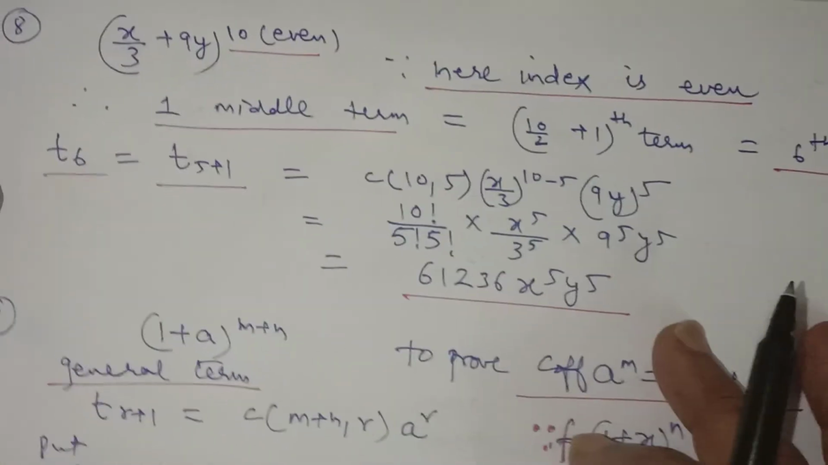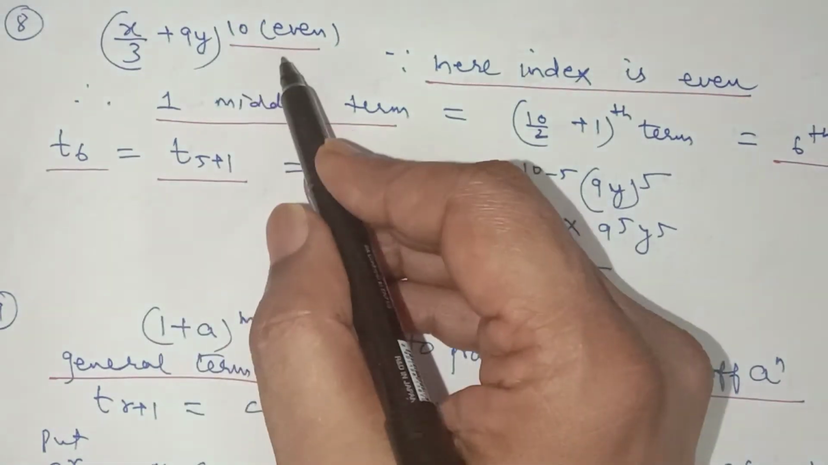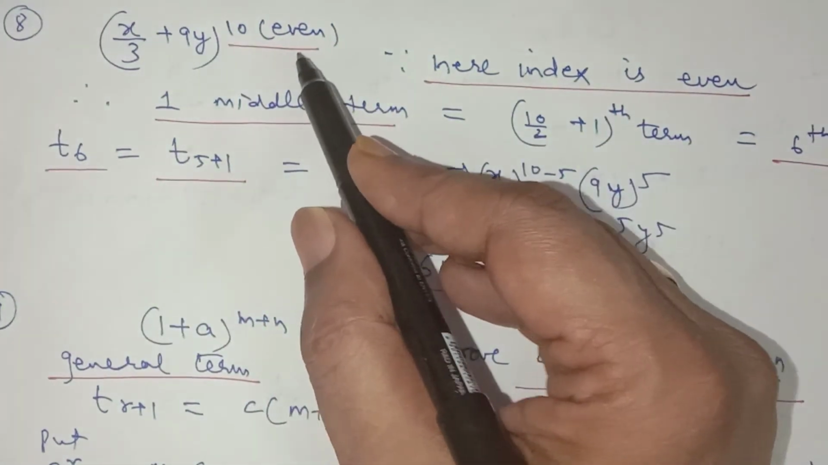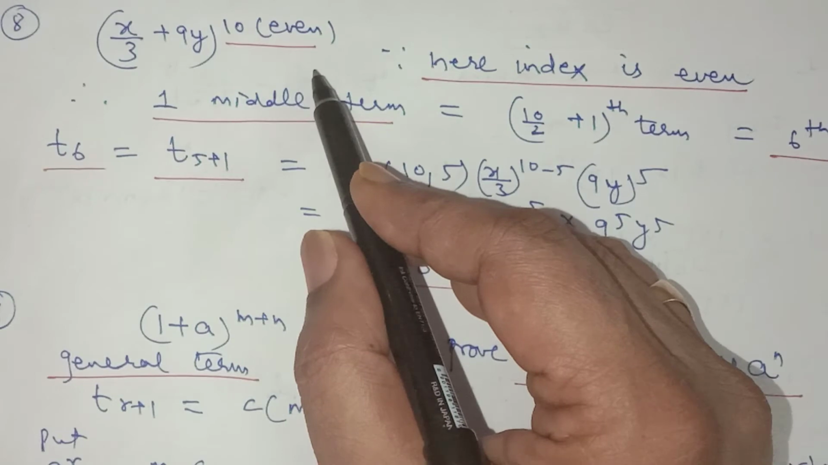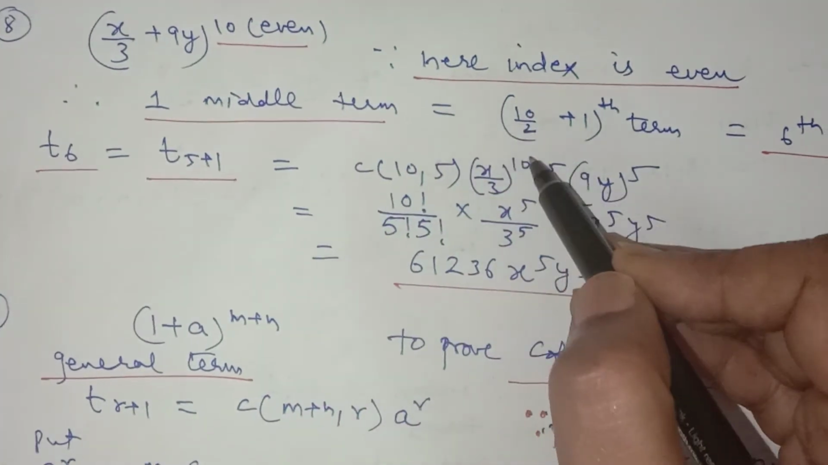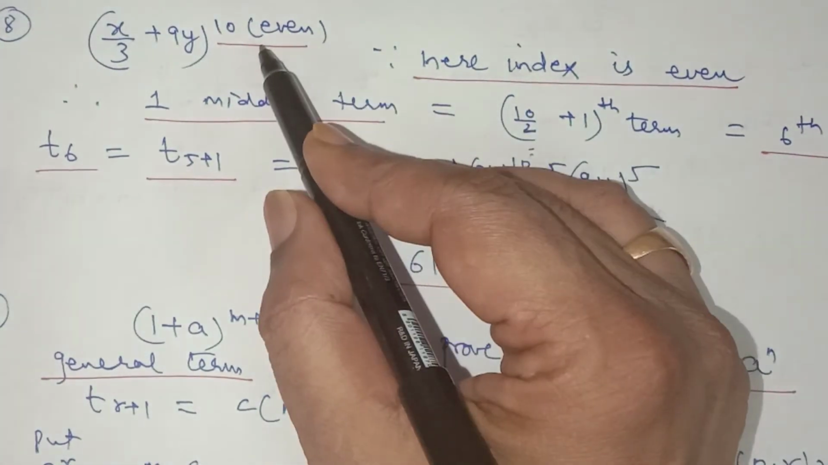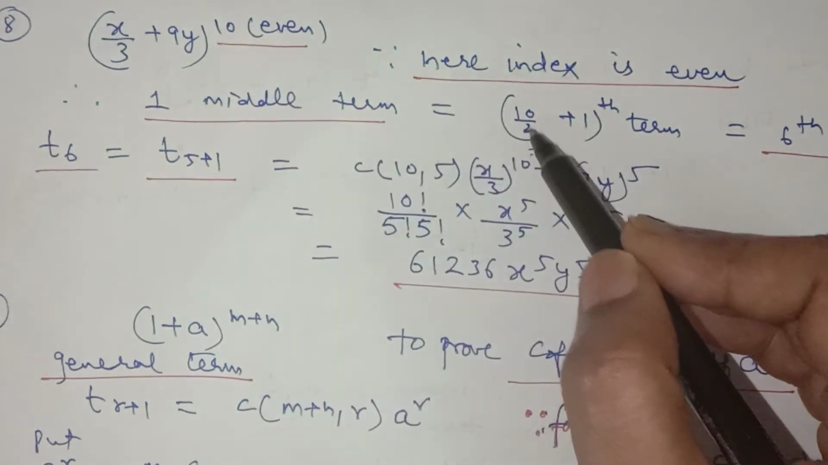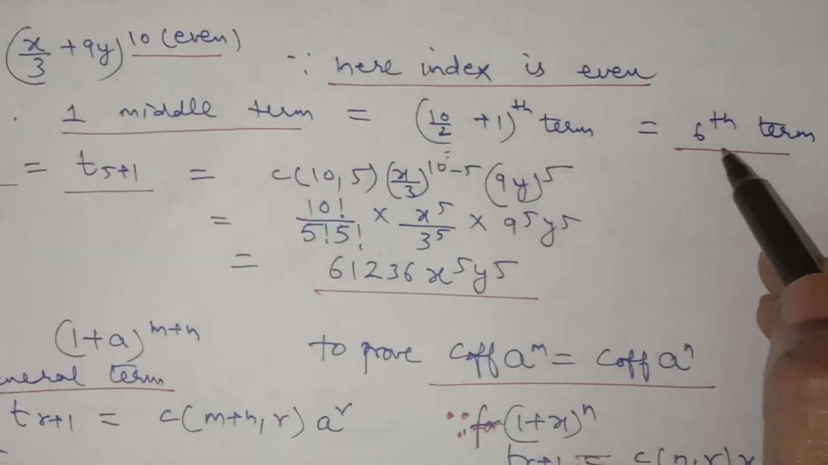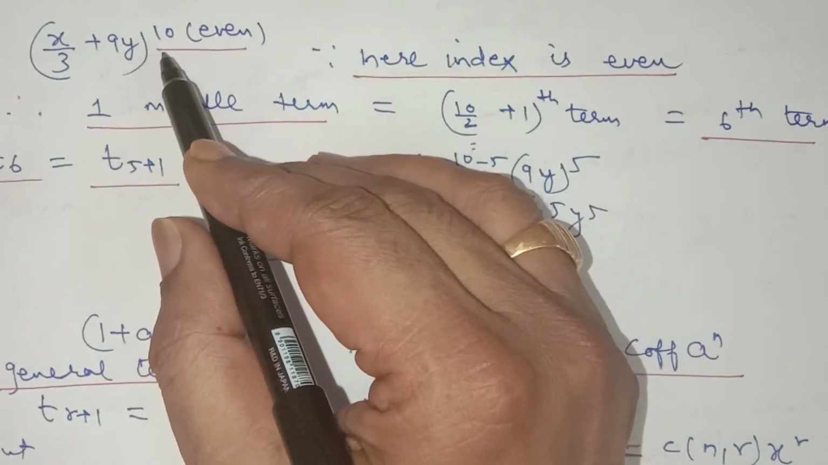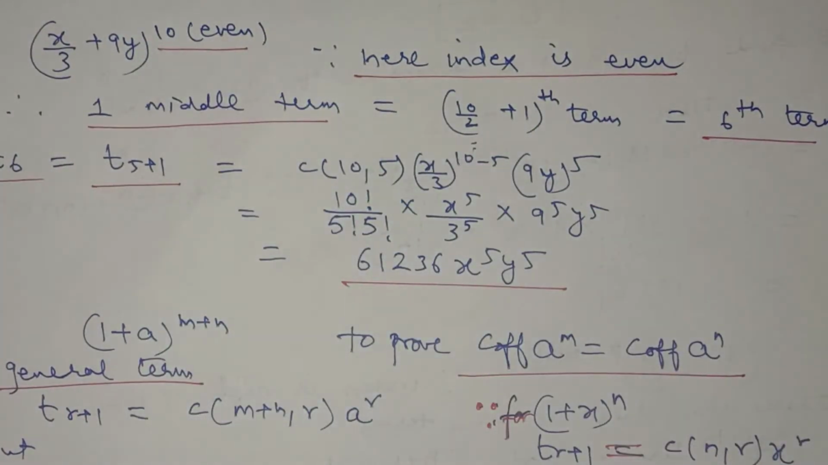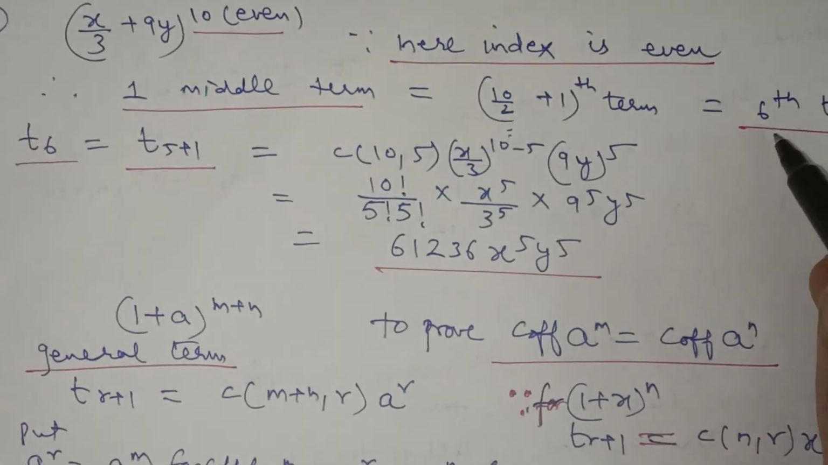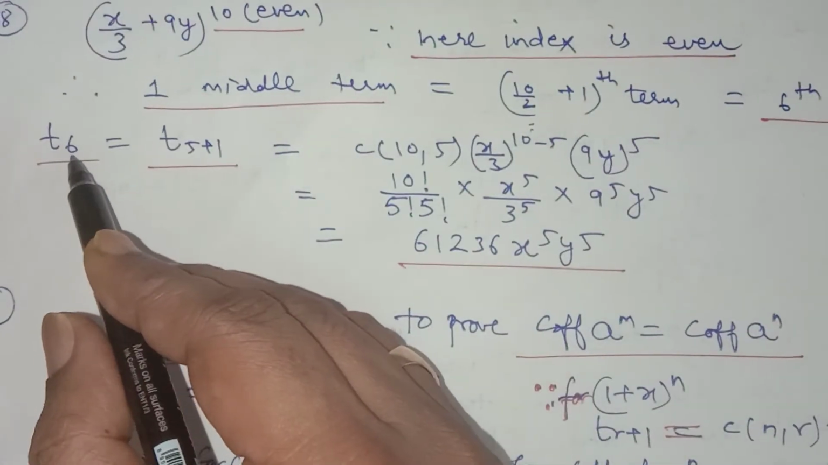In question number 8, again you have to find the middle term. Here the power is even. When the power is even, then it will have only one middle term, which is obtained by using the formula n by 2 plus 1. Here n is 10, that is 10 upon 2 plus 1, that is the sixth term is the middle term of this binomial expansion. Naturally, when the power of this binomial is 10, it will have 11 terms, and of the 11 terms, the 6th will be its middle term. So it means you have to find the sixth term. So T6 you have to find.